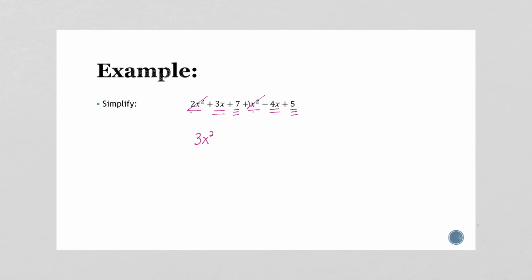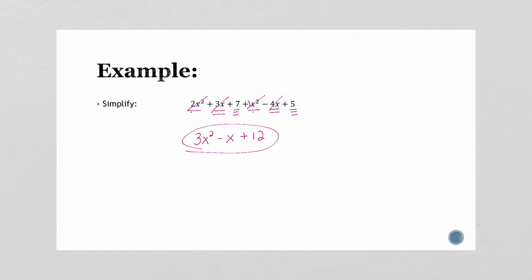So now I'm going to combine my double underlines. 3x, that's a positive 3x because there's a plus sign in front of it, minus 4x. What's 3 minus 4? It's negative 1. So I could write either negative 1x or I could just put negative x because remember there's an understood 1 there. And then I'm left with positive 7 plus 5, which is 12.